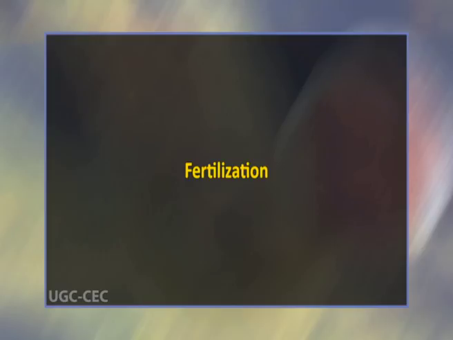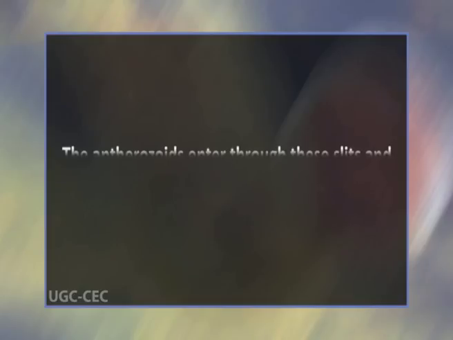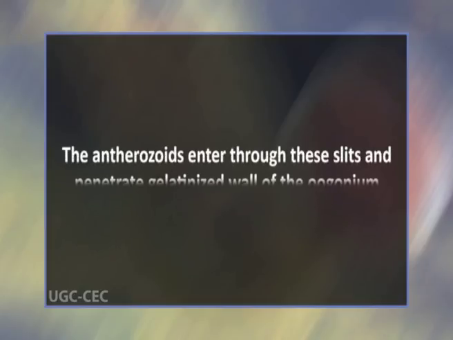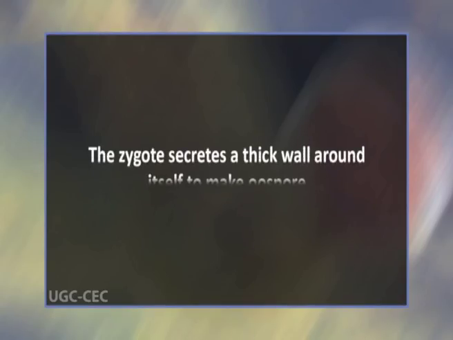Now let's talk about fertilization. When the oogonium is mature, the 5 tube cells get separated from each other, forming narrow gaps between them. Antherozoids are chemotactically attracted towards the ovum. The antherozoids enter through these gaps and penetrate the gelatinized wall of the oogonium. Many antherozoids enter the oogonium, but one of those fertilizes the egg to make a diploid zygote. The zygote secretes a thick wall around itself to make the oospore.